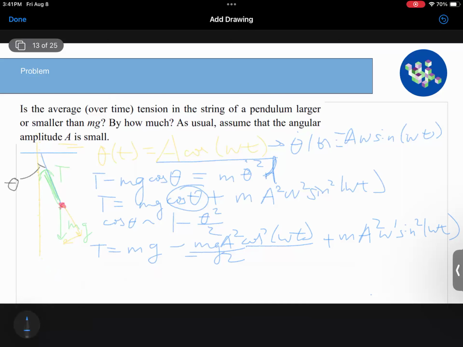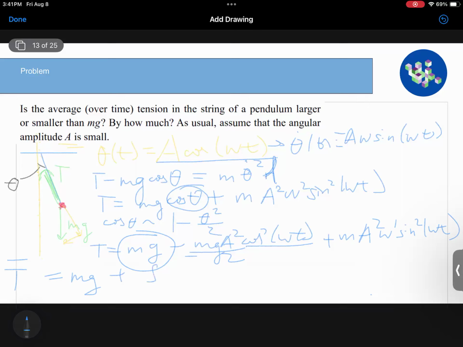Wait, let me do the integral now. First, of course, once you're doing the integral of mg over a certain amount of time, and then you divide by that same amount of time, you're still getting mg, right? So average tension, I'll write it as tension average, with that line on the top. I think that's the usual notation. That would equal mg plus, I need to integrate now, right?